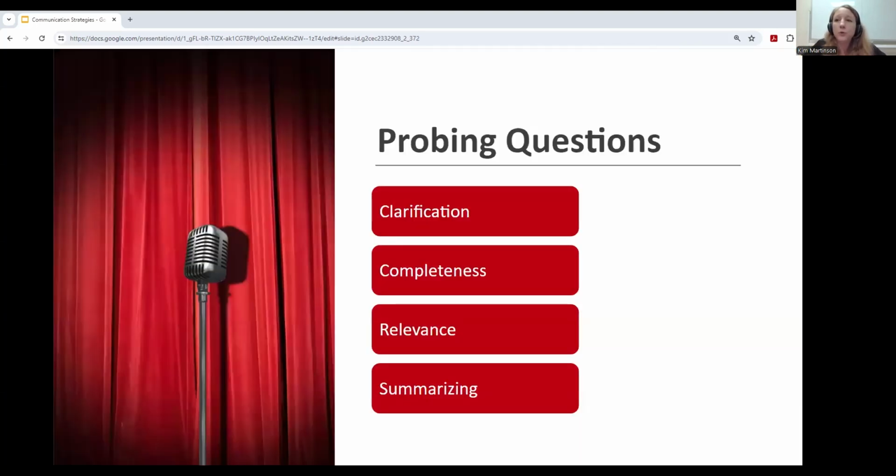Okay, and then we have probing questions. In addition to the basic open and closed questions, there's also a toolbox of probing questions that we can use. These questions can be open or closed, but each type serves a specific purpose. So the first one is clarification. By probing for clarification, you invite the other person to share more information so that you can fully understand their message. Clarification questions often look like this. Please tell me more about, what did you mean by that? What does so-and-so look like?